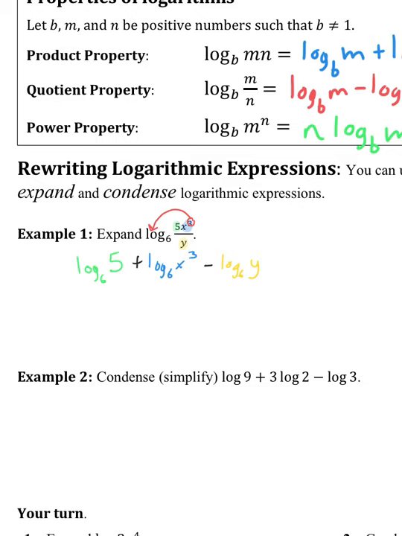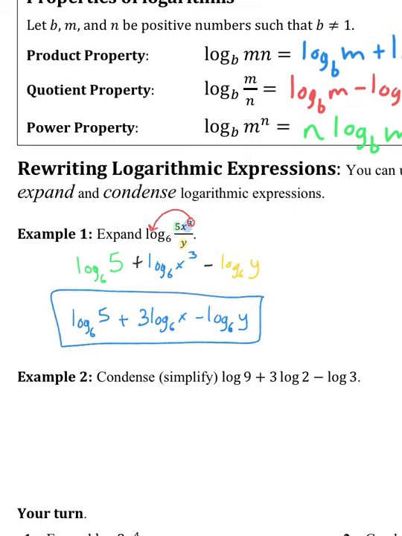So once I have it rewritten like this, now I can go ahead and drop that 3 out in front, and I get log base 6 of 5 plus 3 times log base 6 of x minus log base 6 of y. And that's how I would expand this logarithm completely. Get rid of all the exponents, and you just want one number or one variable by itself after the logarithm. That's how you know you're fully expanded.